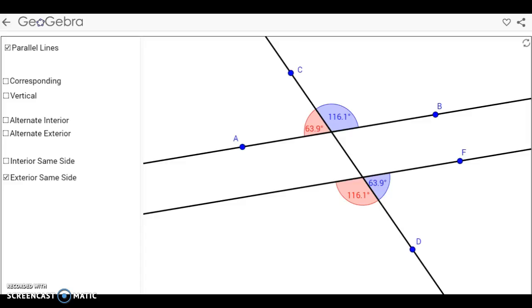And that's it for section 9. I'm just talking about the different types of lines that we have and the relationships between the angles when the lines are parallel.